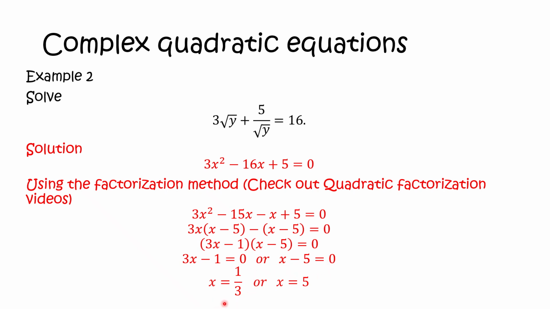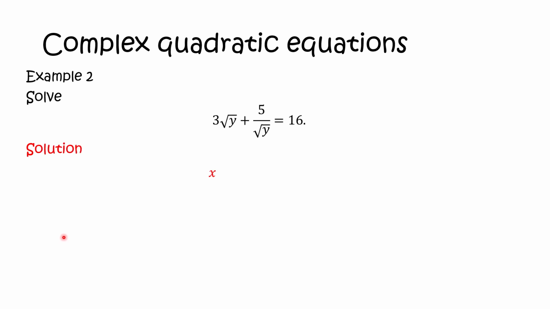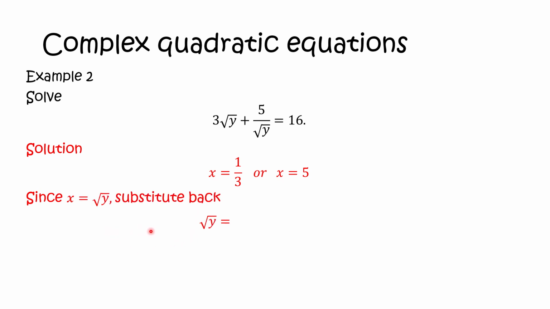And solving for x for both terms, we are going to have x is equal to 1 over 3, or x is equal to 5. And recall, our x was equal to the square root of y. And substituting back, because we need to solve in terms of y, we are going to have root y is equal to 1 over 3, or root y is equal to 5.